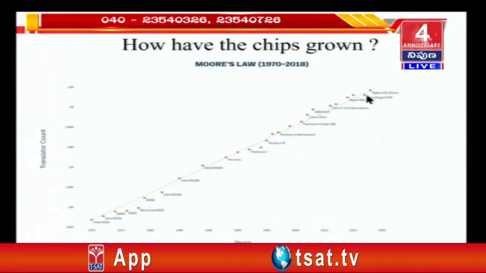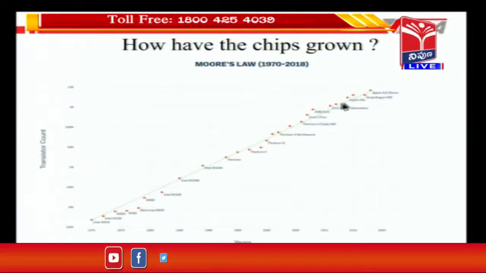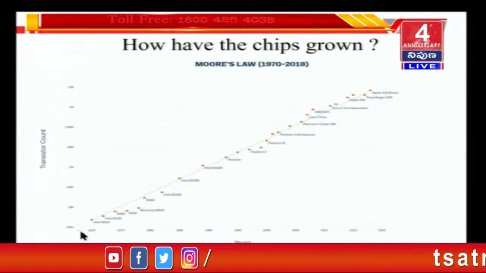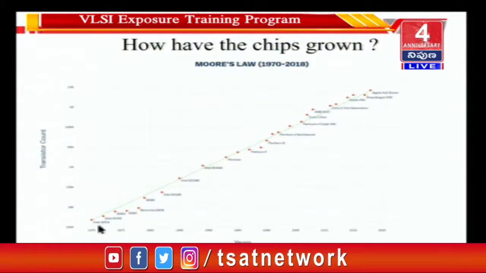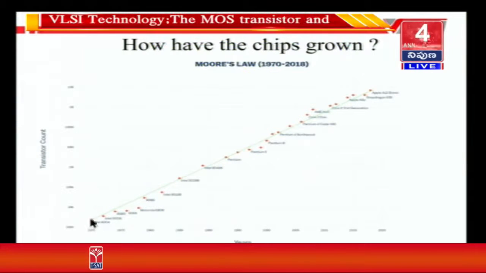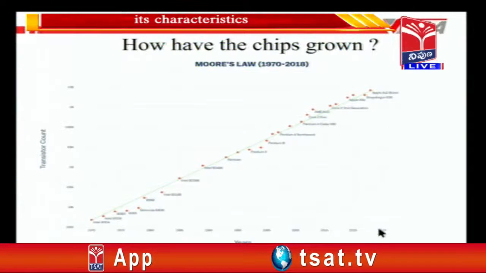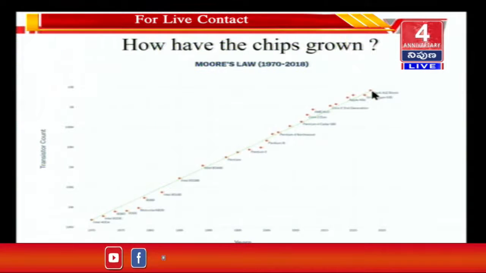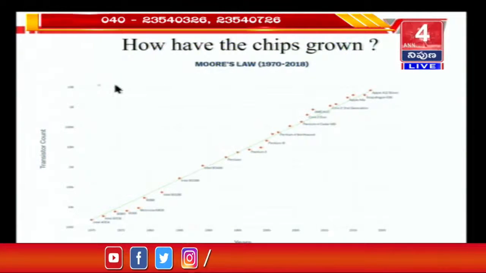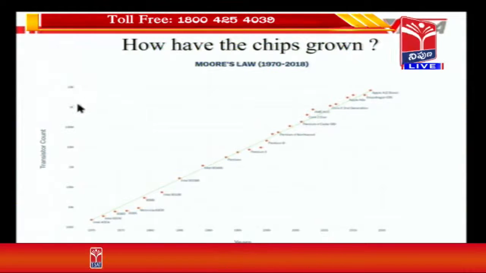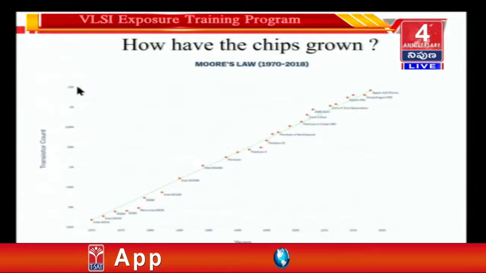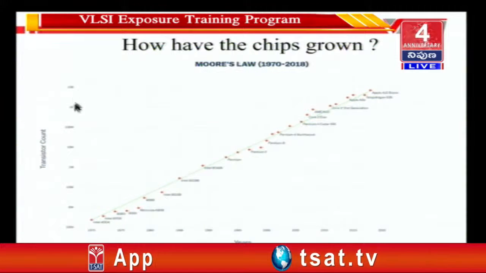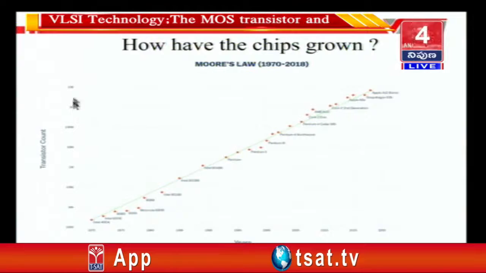Okay, Snapdragon 835. So this is how the chips have grown. This is the year 1970, early 70s, where the Intel 4004 was developed, and this is the year around 2019, 2020. And the transistor count, if you look at this here, is between 1 billion and 10 billion. A billion is 10 to the power of 9, not million. A million is 10 to the power of 6, a billion is 10 to the power of 9.